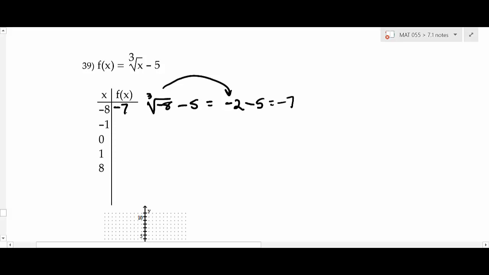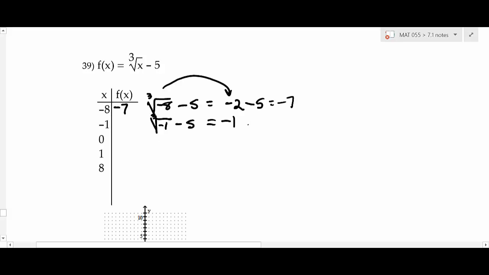Now I'm going to go ahead and just get the table filled out, then we're going to go down and plot and graph the points and see what it looks like. Okay, so right now at this stage we're doing arithmetic, so go ahead and just continue with this. We're going to do cube root of negative 1 minus 5. Okay, what's the third root of negative 1?